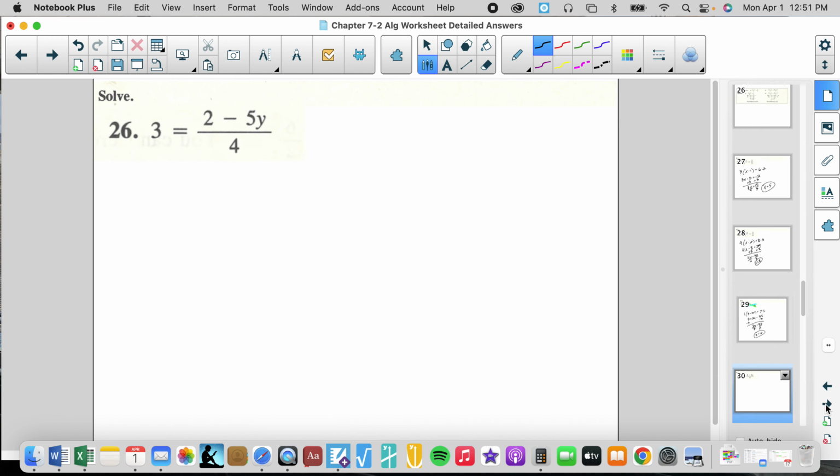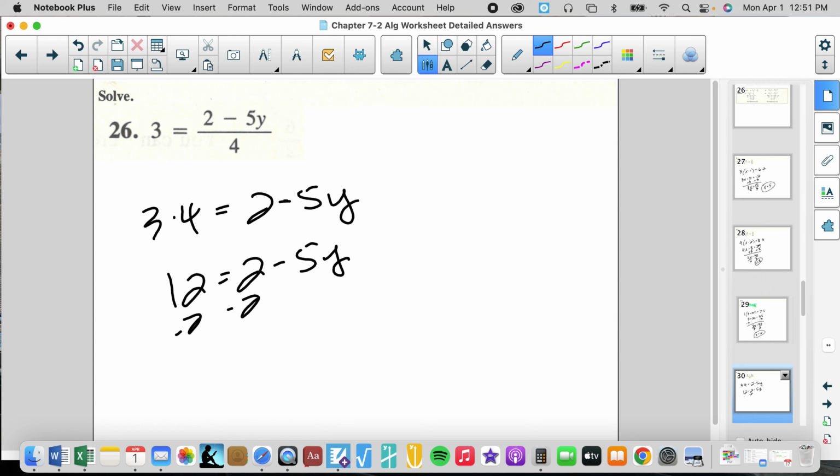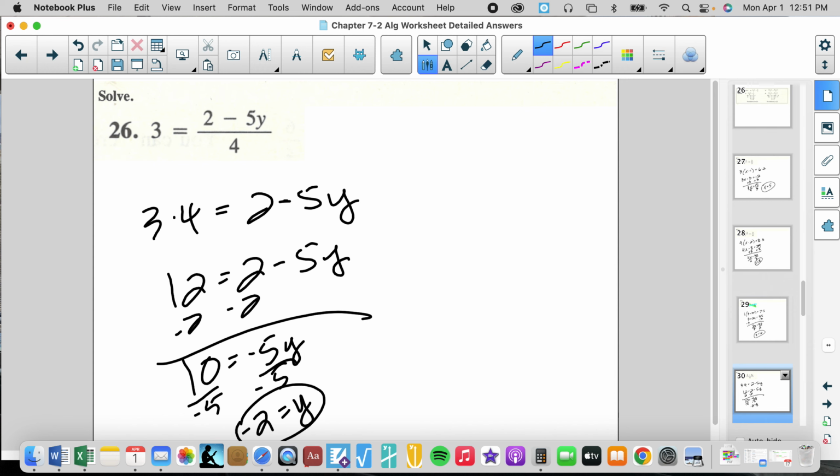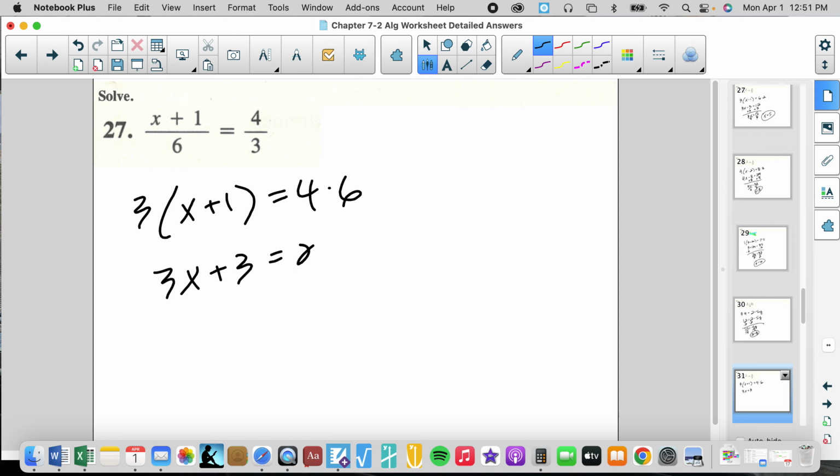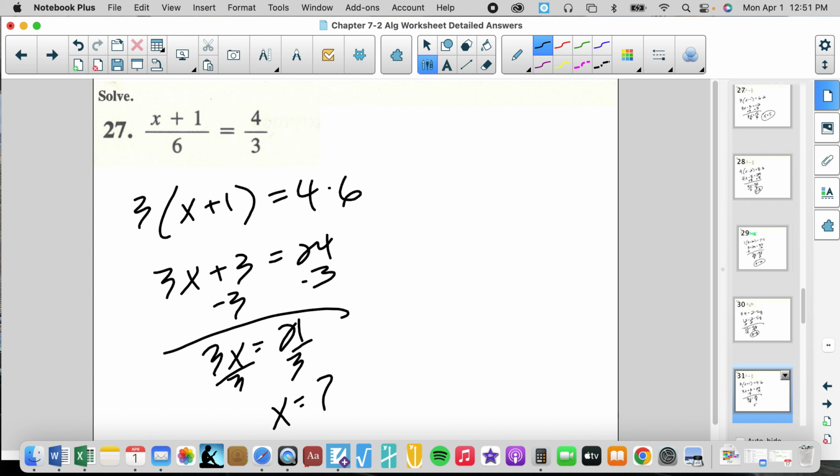That's just checking. So 3 times 4 equals 2 minus 5y, which is 12 equals 2 minus 5y. Let's minus the 2. 10 equals negative 5y, divided by negative 5. Negative 2 equals y. We have 3 times x plus 1 equals 4 times 6. 3x plus 3 equals 24. Minus the 3. 3x equals 21. Divided by 3. X equals 7.